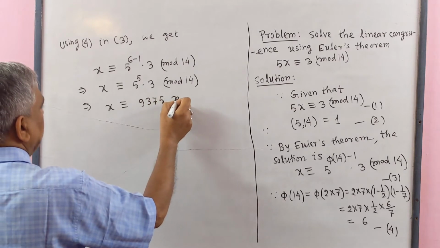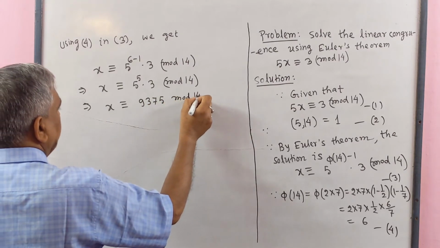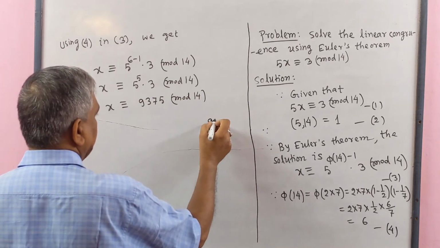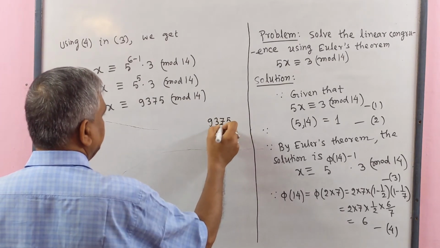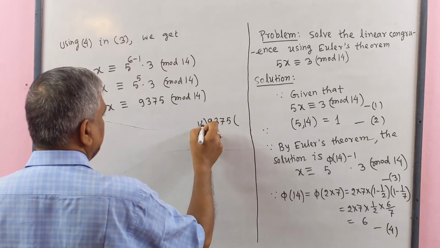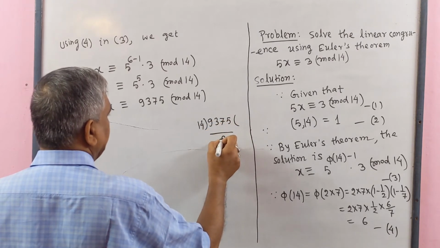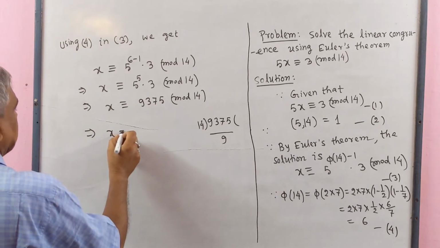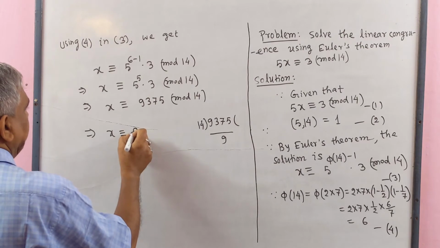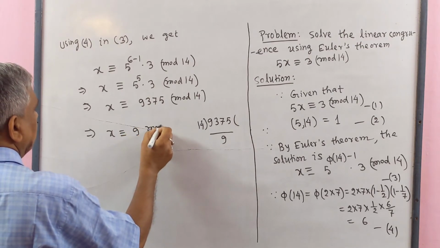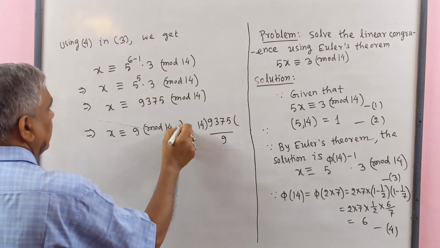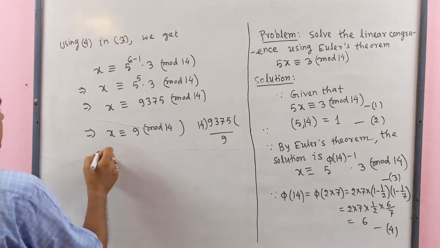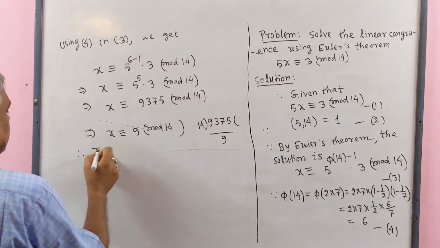9375 modulo 14. If we divide 9375 by 14, we get remainder 9. So we may write x is congruent to 9 modulo 14. Therefore, this is the required solution.